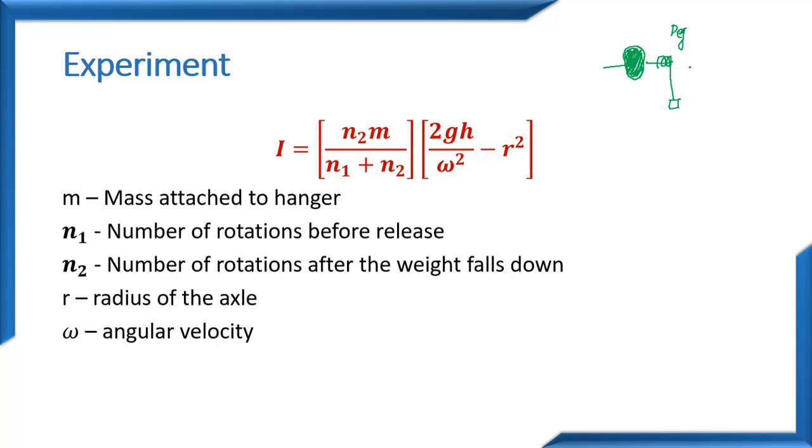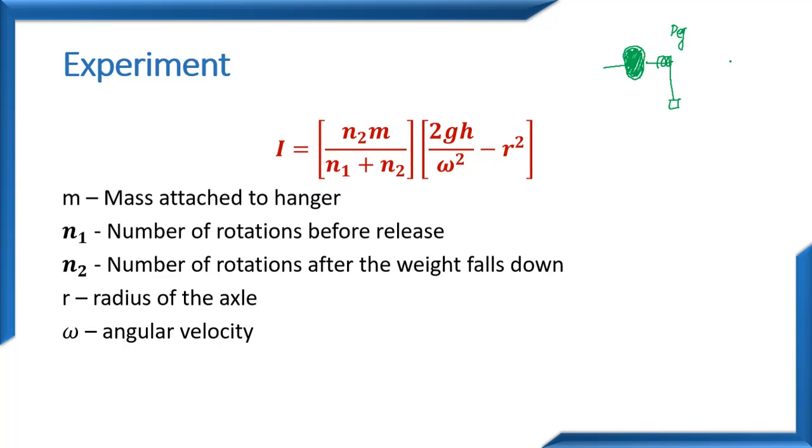and after this we will measure the height. We will count N1, we will measure the height. We already know the mass we have suspended. So after this has been done, we will release this mass. So this mass will come down along with rotating this flywheel in the opposite direction.